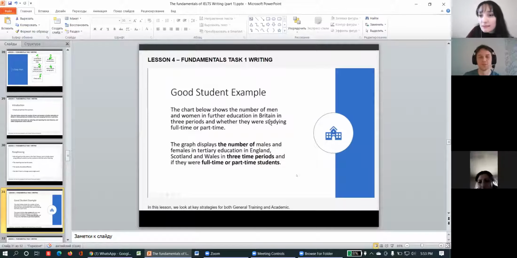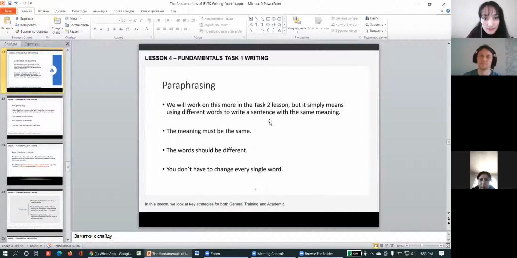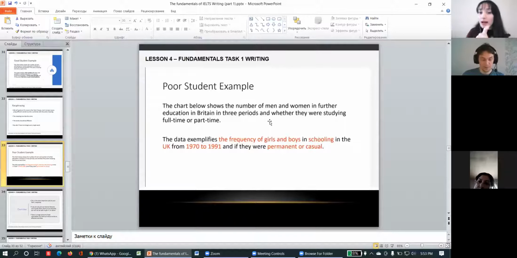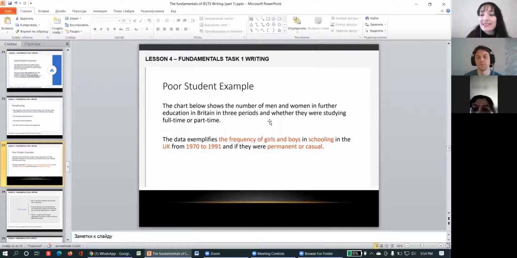So we'll see now the example of a bad student. It's the good student, then comes paraphrasing. Okay, so we discussed it. A poor student example. The chart below shows the number of men and women in further education in Britain in 3 periods and whether they were studying full-time or part-time. So the data exemplifies the frequency of girls and boys.